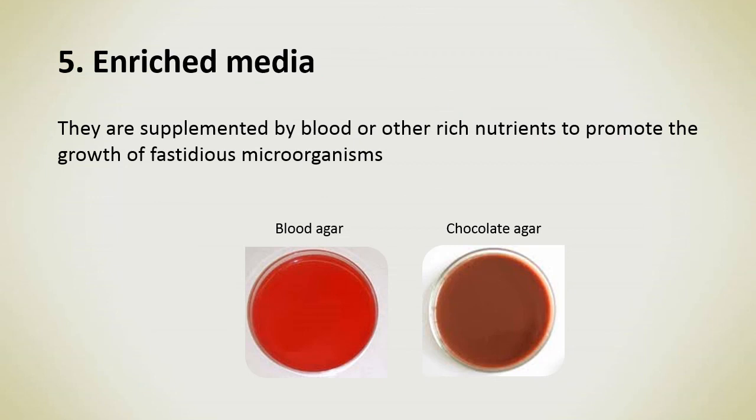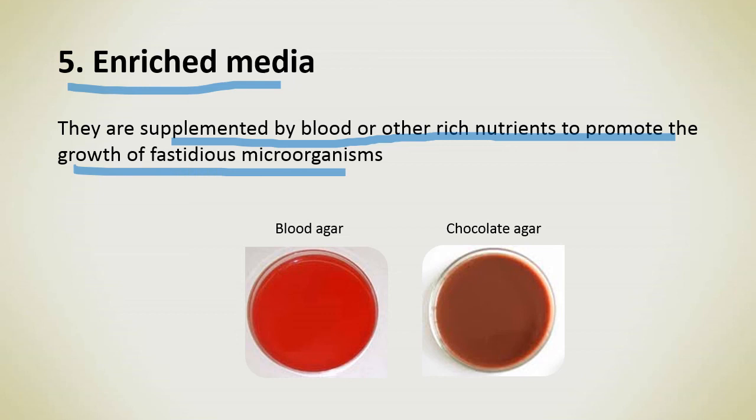Okay, the fifth one is the enriched media. Enriched media are supplemented with blood or other rich nutrients to promote the growth of fastidious microorganisms. An example is blood agar, where the media is supplemented with real human blood. Chocolate agar has been supplemented with cocoa powder.